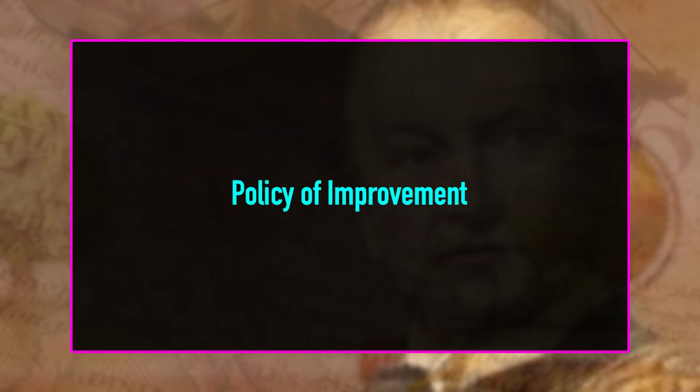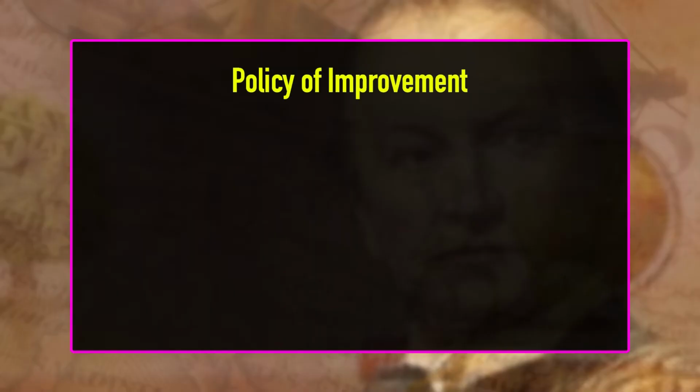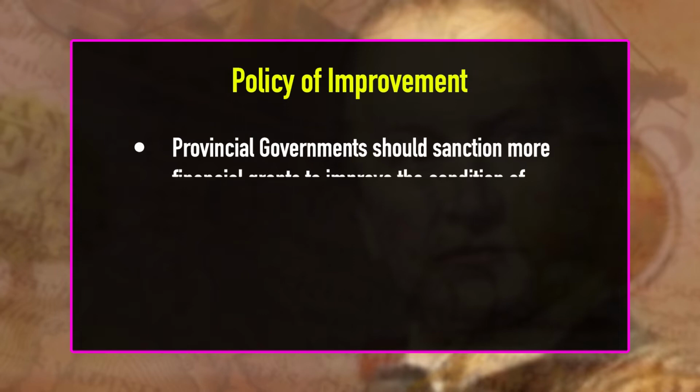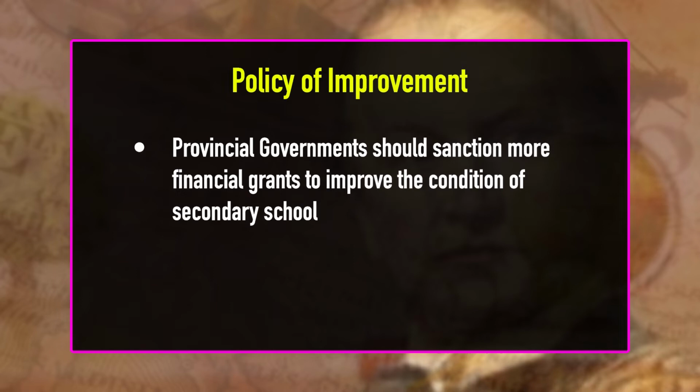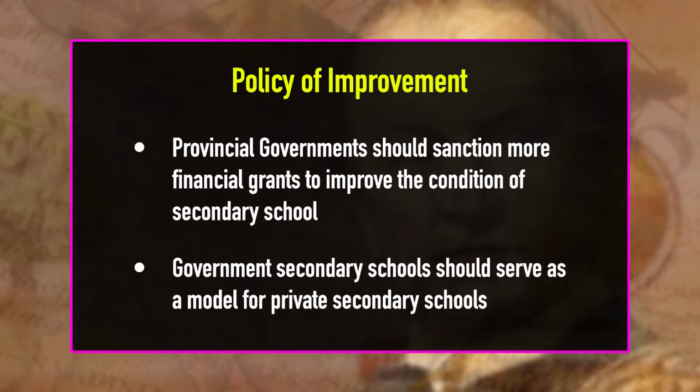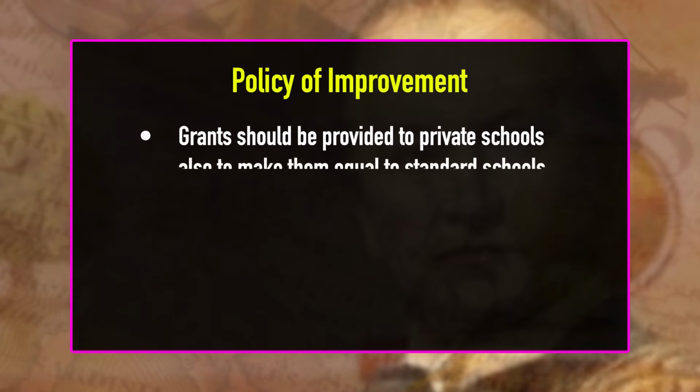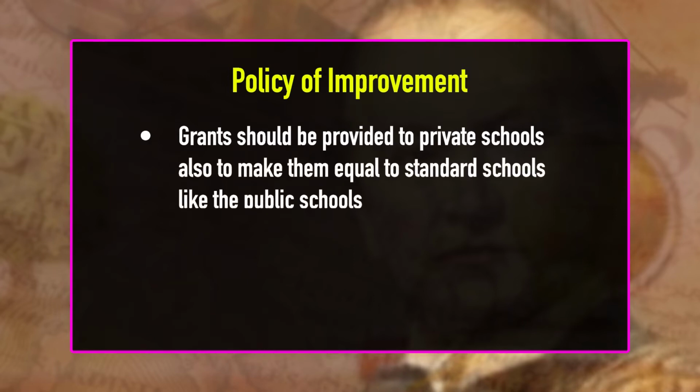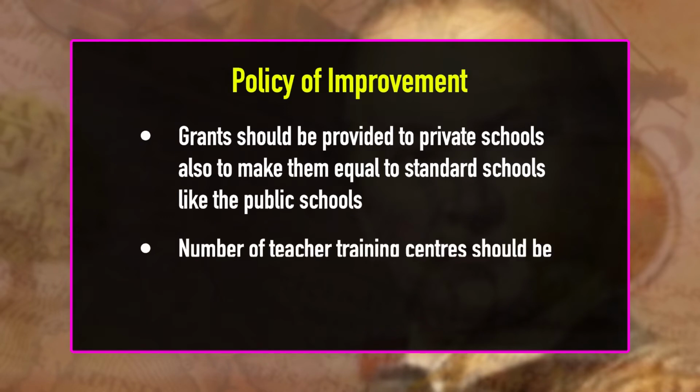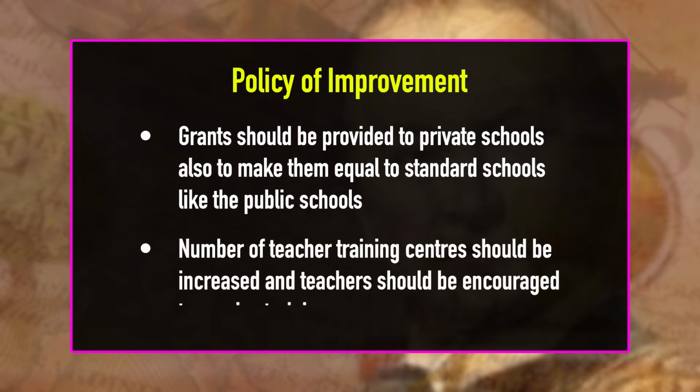Now let us discuss the policy of improvement. Curzon realized that government control alone cannot improve the conditions of secondary education. For qualitative improvement, he adopted measures such as: provincial governments should sanction more financial grants to improve the condition of secondary schools. Government secondary schools should serve as a model for private secondary schools. Grants should be provided to private schools also to make them equal to standard schools like the public schools. The number of teacher training centers should be increased and the teachers should be encouraged to receive training.